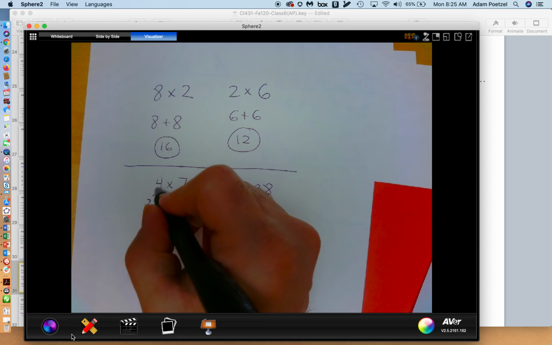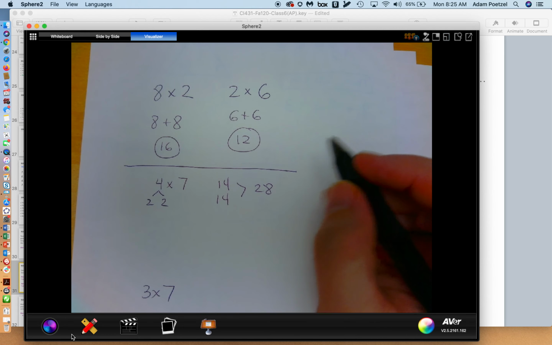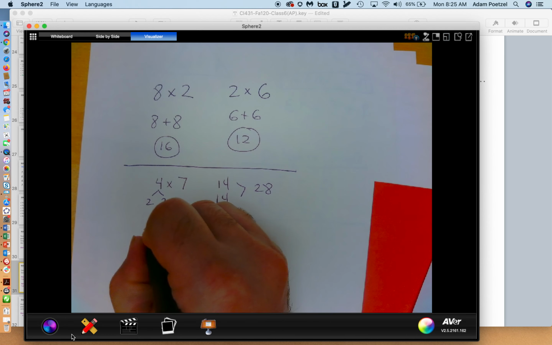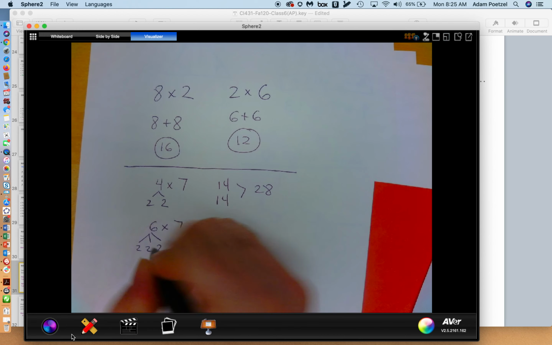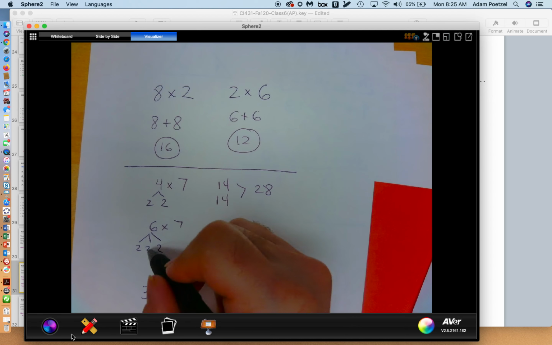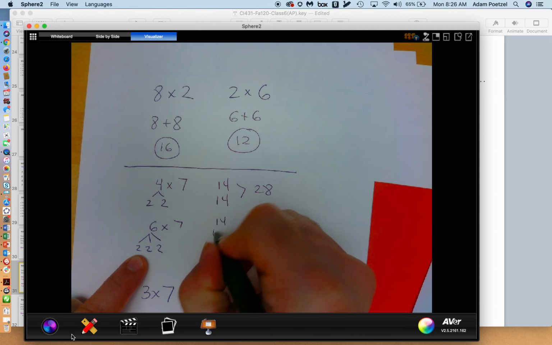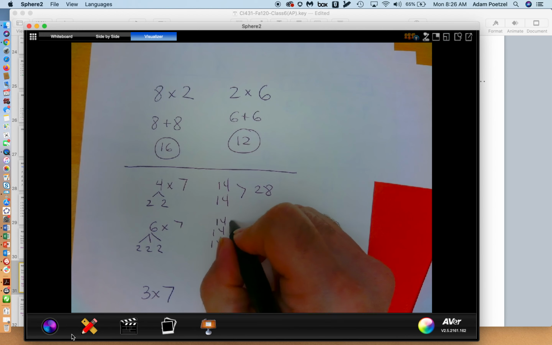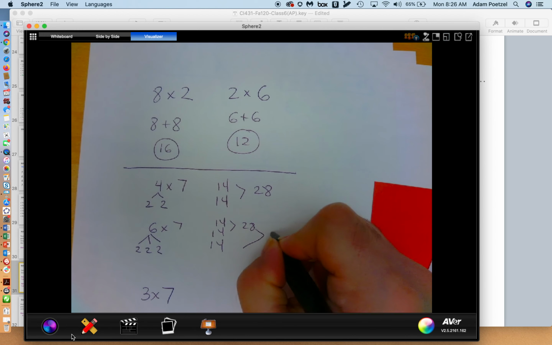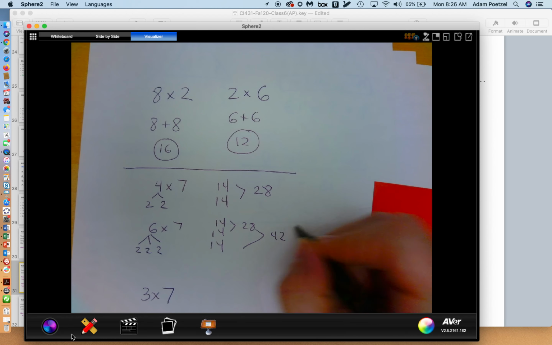But the idea is that when I break down 4, I could double that up. In fact, it's not the most efficient strategy, but I could do that with any 6 fact as well, because any 6 fact I could break into 3 groups of 2. So 2 times 7, 2 times 7, 2 times 7, seeing it as double 7, double 7, double 7.